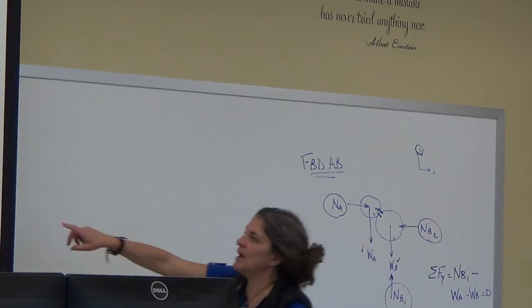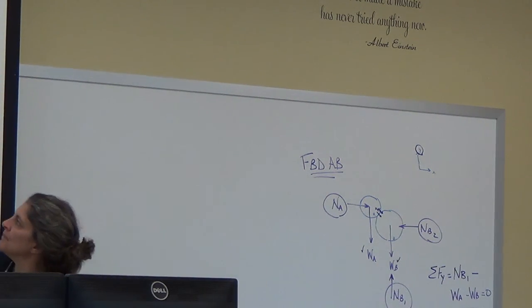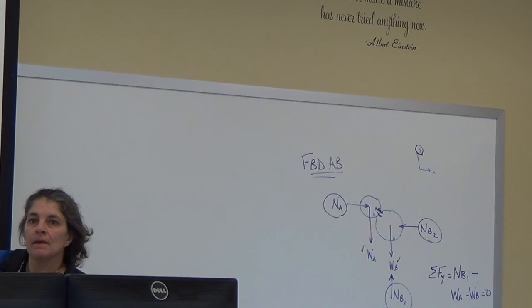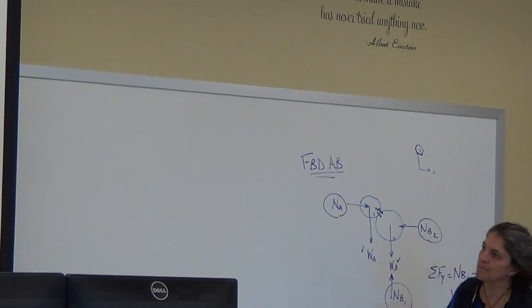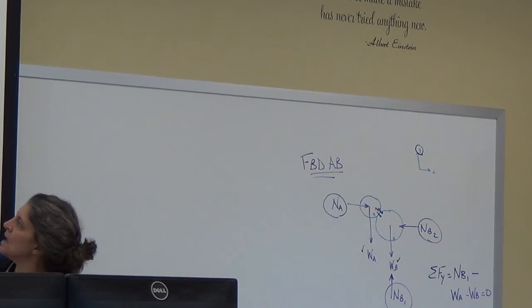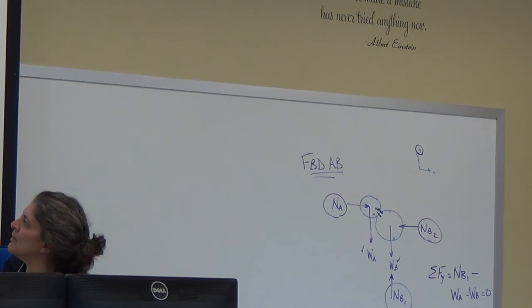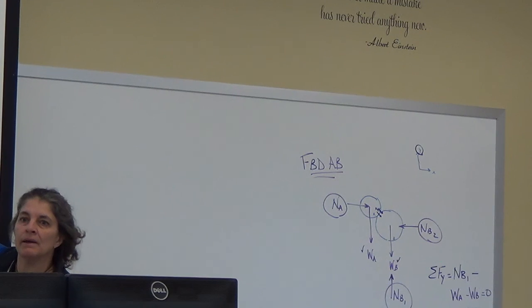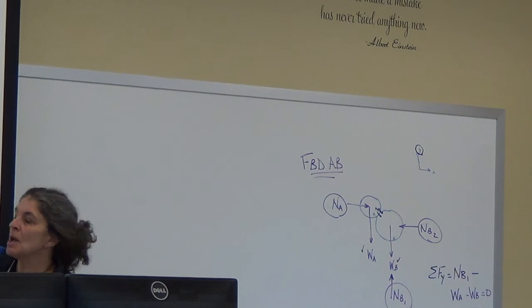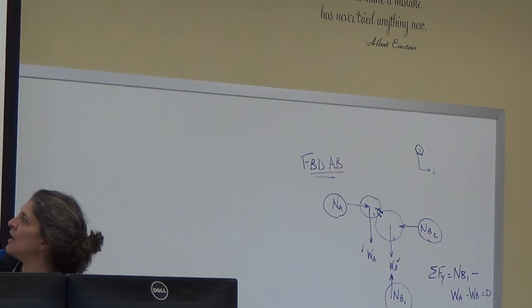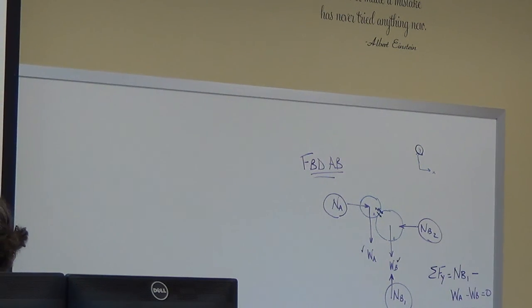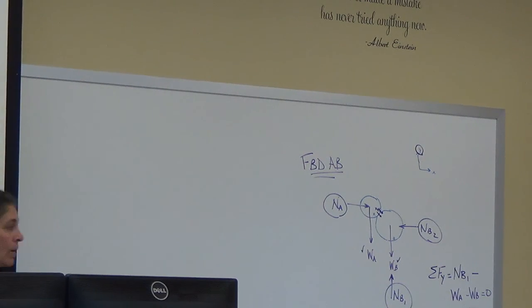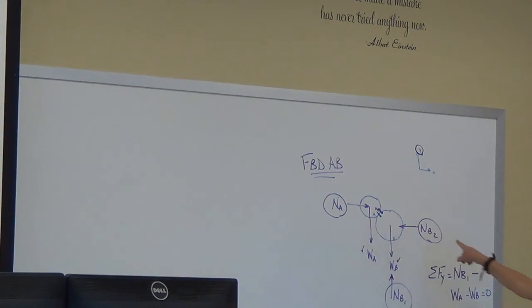What if we went to free body diagram B after this? What would you have done? So if you found what this value was, NB1, we could do sum of the forces in the y in free body diagram B and find NAB that way. And then we could do what? Sum of the forces in the x and find what NB2 is. And now that we have NAB, we can do sum of the forces in the x here. Or, we already did sum of the forces in the x, we could do this.